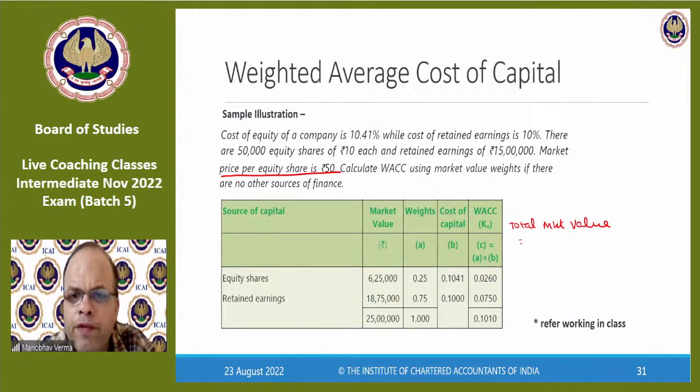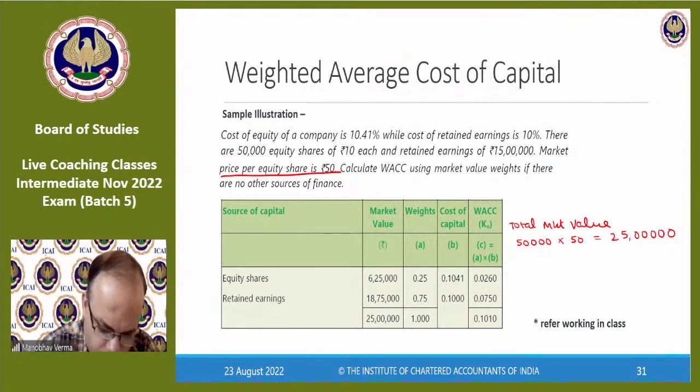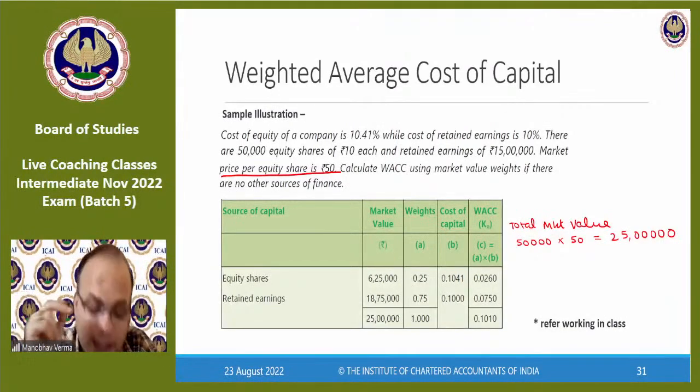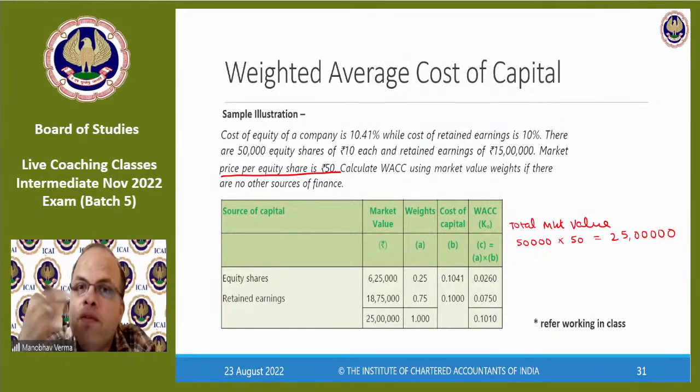It will be 50,000 into 50. Will it be 25 lakhs, guys? Prabhas, the question will not be silent. If at all it is silent, they might not even be giving you the market values. So I think it is the same question Karthik asked me. If the question is silent and they're not even giving you market value weights, you don't have a choice, right? Take the book value.